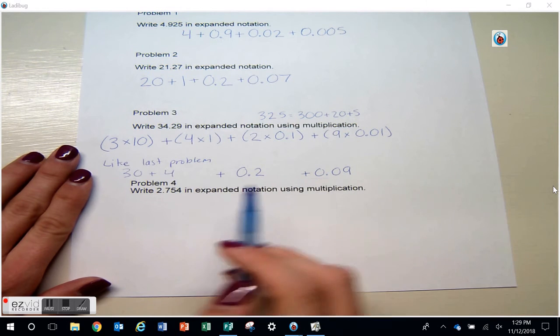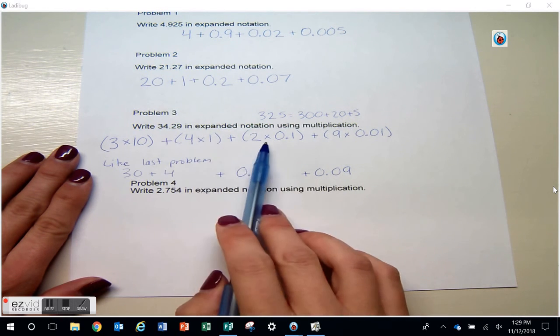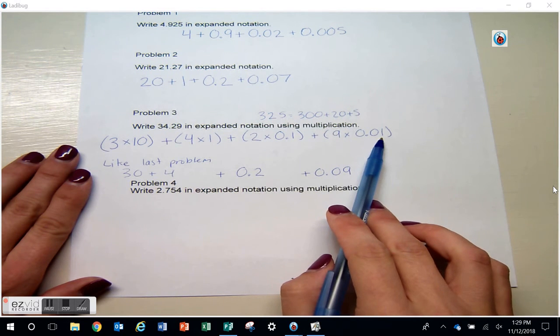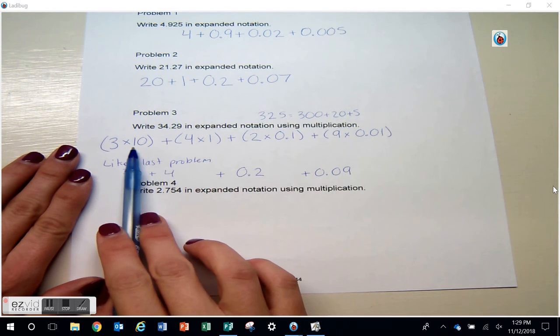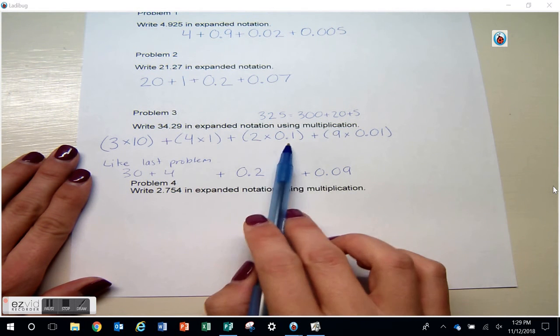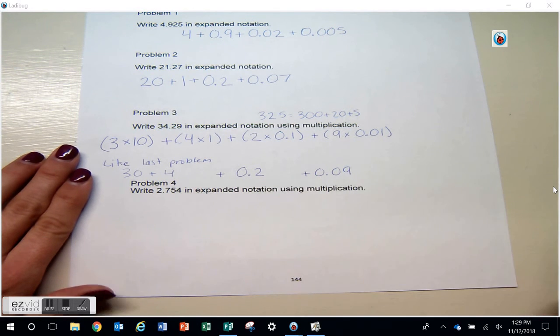So we have 3 in the tens place, 4 in the ones place, 2 in the tenths place, 9 in the hundredths place. And if I multiply these, I'd get a value of 30, a value of 4, a value of 2 tenths, and a value of 9 hundredths. We can use that place value to show that expanded form.